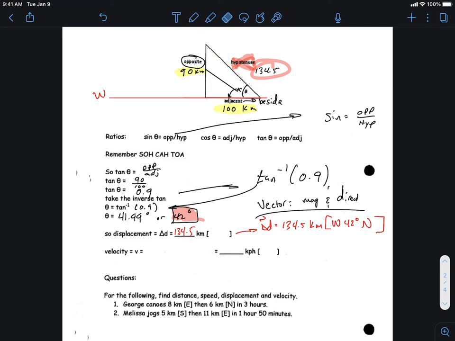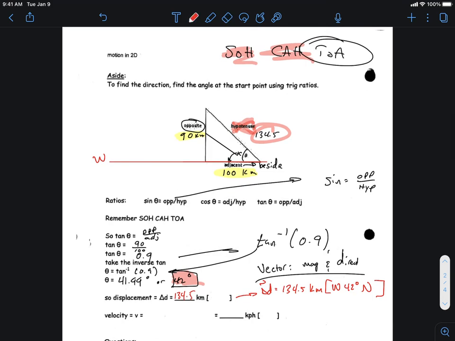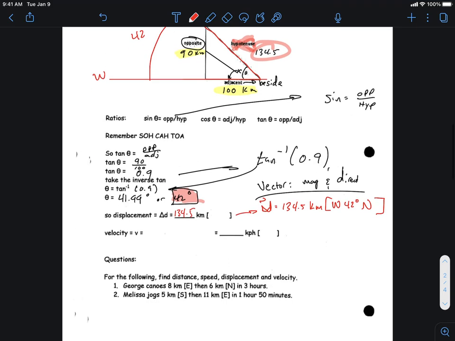Not cooperating. From here to here is 42 degrees. So she went west, 42 degrees north. That's how you read that. She was traveling west and then went north. It's 42 degrees north, right? Did we have any problems? That's the vector. This is your answer. I just wasn't able to fit it in the little spot that I had. That's the vector for displacement.